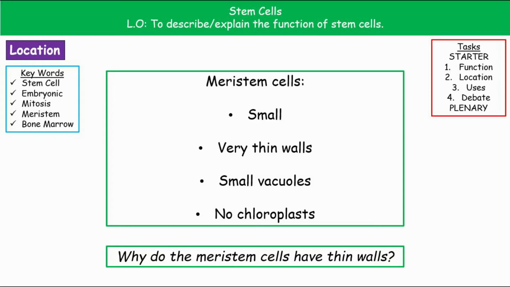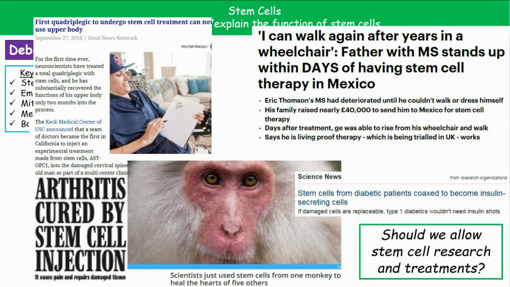Hopefully the answer we came up with there is because they've got to divide, and having a thick wall would make that a lot more problematic. So by having thin cell walls, then it's far easier for them to divide. So what we can see on this screen are just a selection of headlines about what we can use stem cells for. And what I've actually got for you is a little video just to show you some of these aspects of how we might be able to use stem cells either now or in the future.